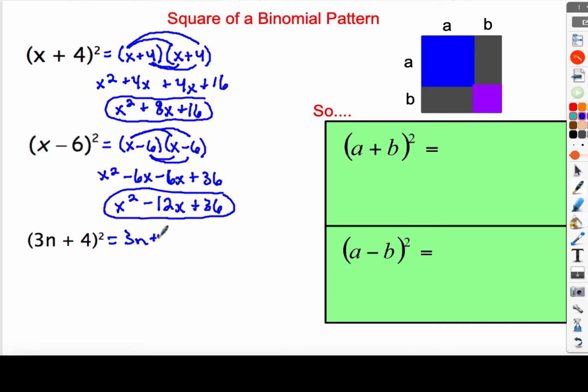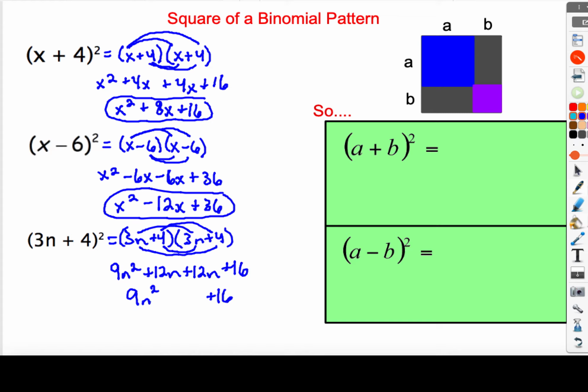3n plus 4, right? And 3n plus 4 is going to make 9n squared plus 12n. 4 times 3 is again plus 12n. And finally, 4 times 4 would be 16. So notice again, we get perfect squares, 9n squared and 16 on the ends. But then in the middle, instead of 12n, we've just doubled to 24n.